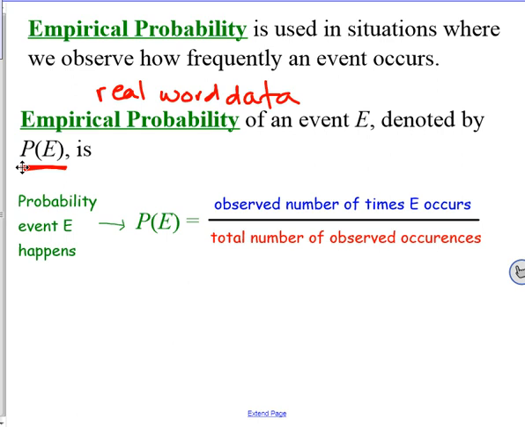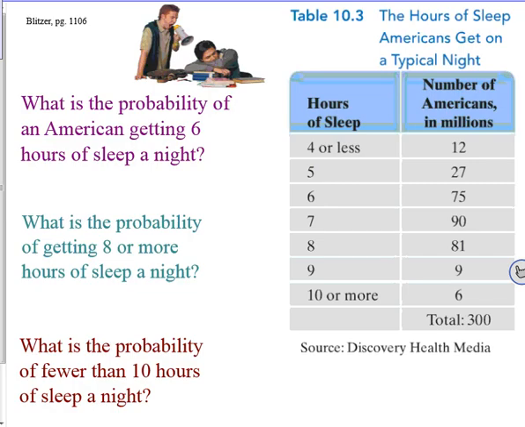So we're going to start with this situation. Take a look at the table and see if you can get your brain around it. Maybe pause the video, take a look at the table, and then we'll come back. Okay, so this is about the hours of sleep for Americans, and our numbers are in millions. So those are all things you want to think about.